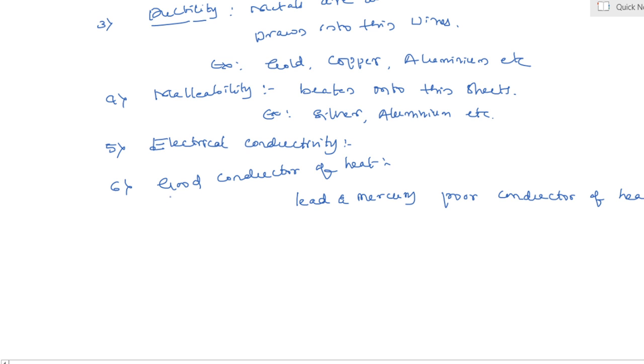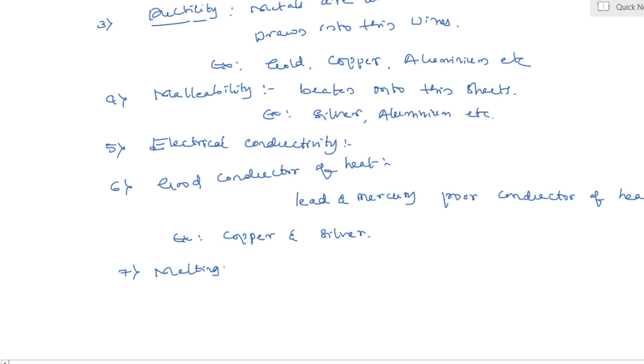Best conductors of heat are known as what? Copper. An example is copper and silver. Copper and silver are termed as what? Good conductors of heat. Yes, my dear students. Our next physical property of metals, the seventh one, is melting and boiling point.